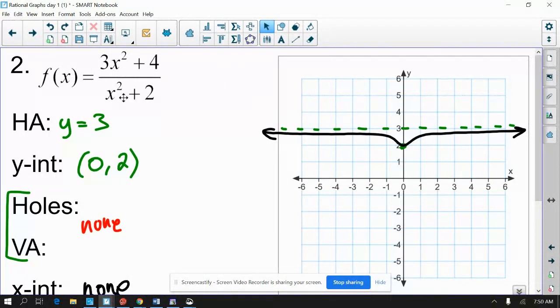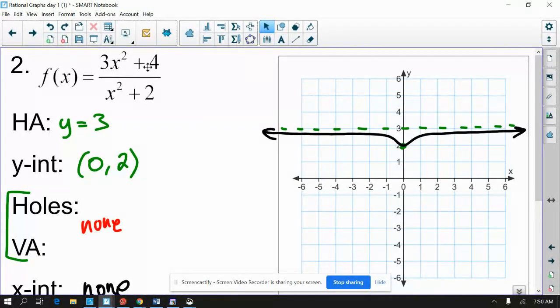So that means the horizontal asymptote occurs by the division of the two leading coefficients. 3 divided by 1 is 3. So y equals 3 is a horizontal asymptote right there. The y-intercept: let x equals 0. If x equals 0, these two go away, and you're just left with 4 divided by 2, which is 2. So there's your y-intercept right there.